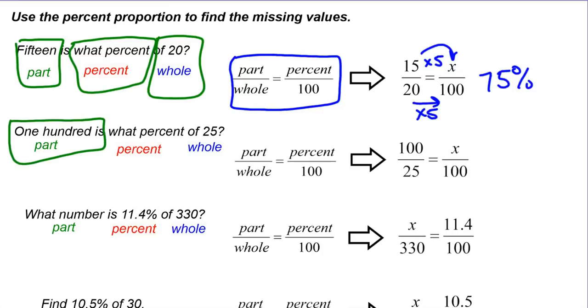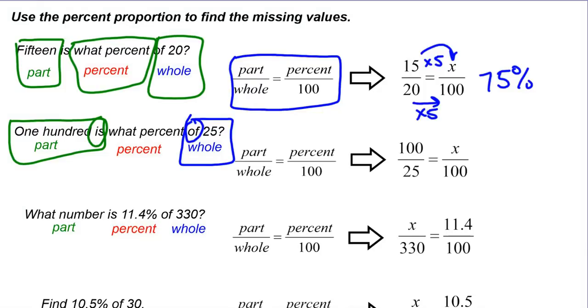100 is the part, and 25 is the whole. Now that might seem a little bit counterintuitive because 100 is bigger than 25. It's not always the bigger number that's the whole. So we have to really pay attention to the wording here. And usually the word "of" is associated with the whole, and the word "is" is usually found next to the part.